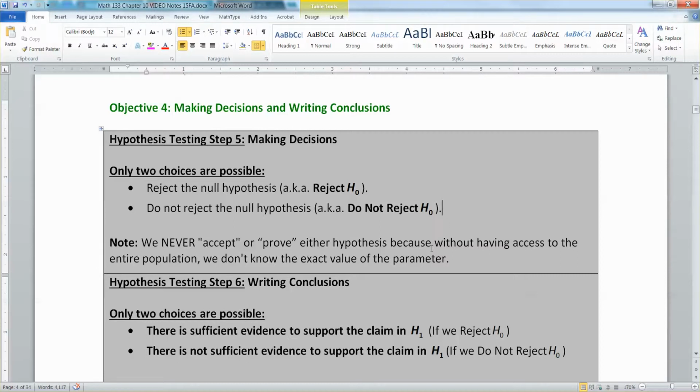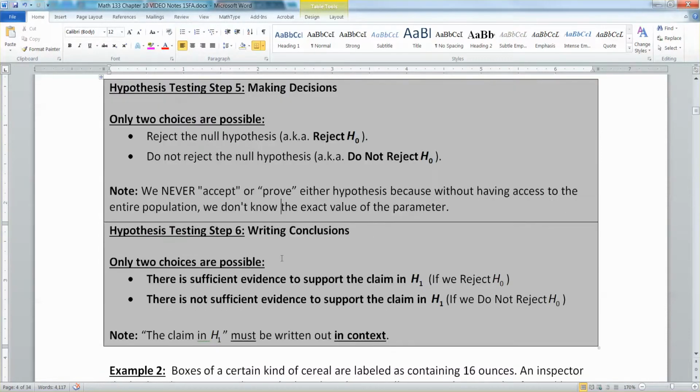Okay, so we will never, never, never write the words accept. We will never write prove, right? We're not proving anything, right? We either reject or we do not reject. And the reason we don't prove anything is because in order to prove something, you'd have to have access to the entire population. You'd have to know everything. And we don't know everything because we're always working with a sample. And that means we always don't know the exact value of the parameter. We know what we think it is, but we don't know for sure what it is.